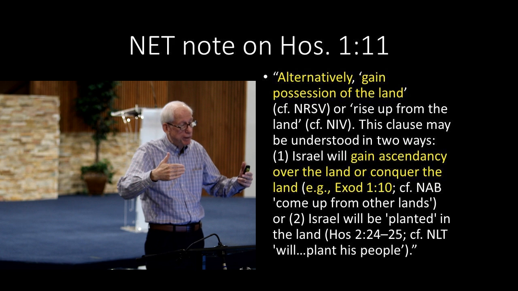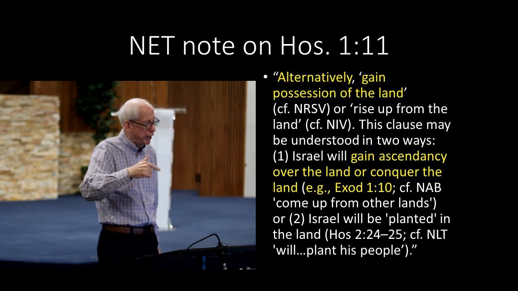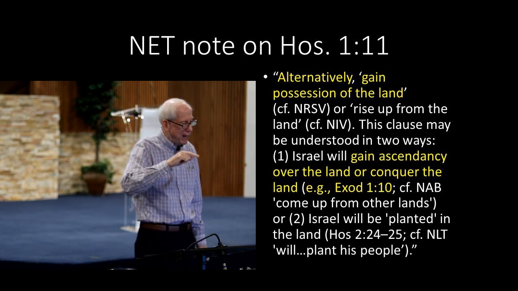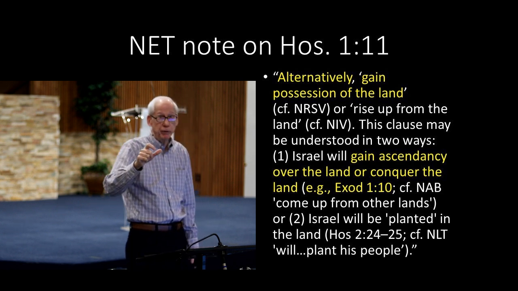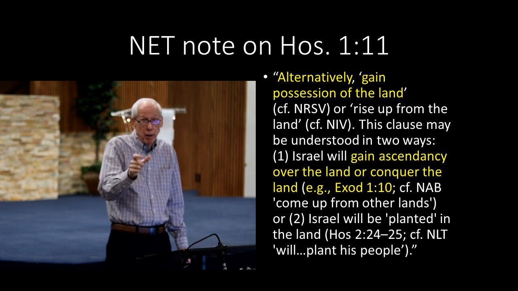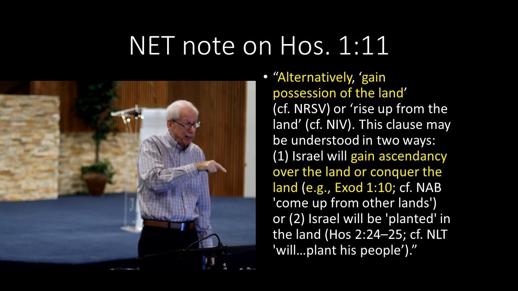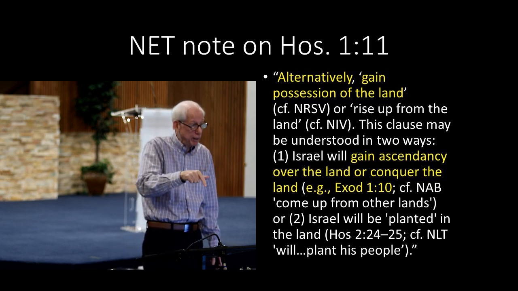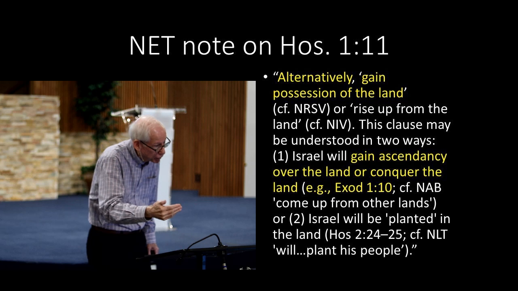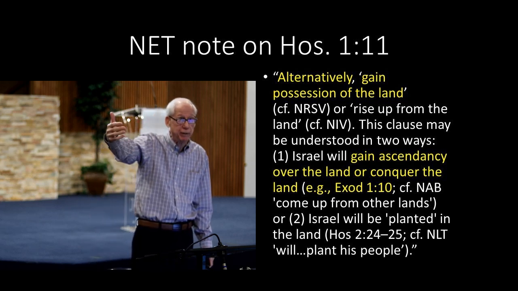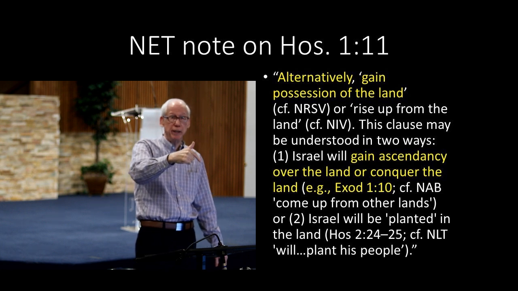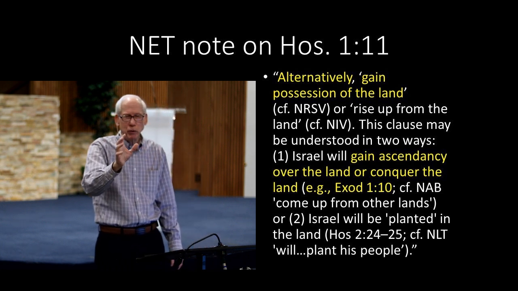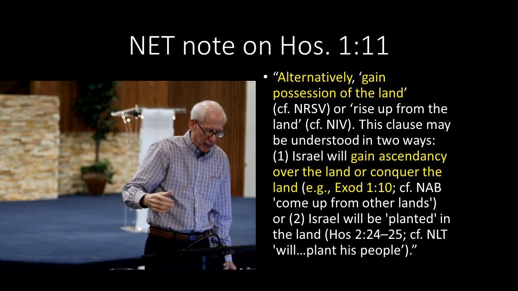This clause may be understood in two ways. Israel will gain ascendancy over the land, that's how in a footnote the New Jewish Publication Society Bible has it at Exodus 1:10, gain ascendancy over the land. But it says Israel will gain ascendancy over the land or conquer the land. And then one of the examples they give for that meaning is Exodus 1:10. Okay, so it's not crazy. And I think it makes a lot of sense.